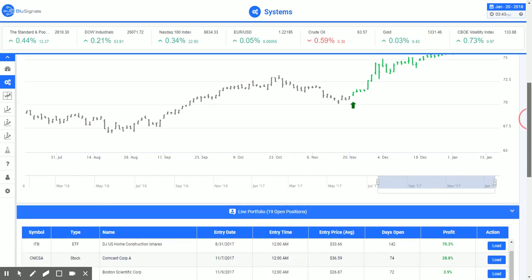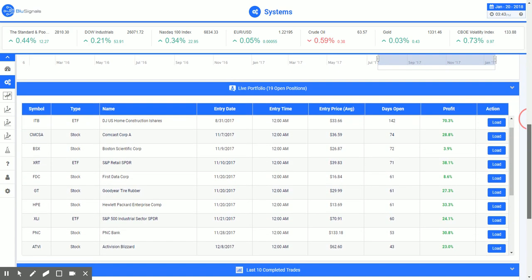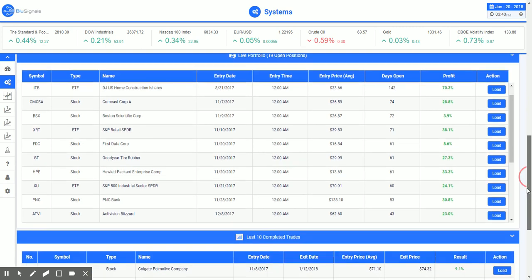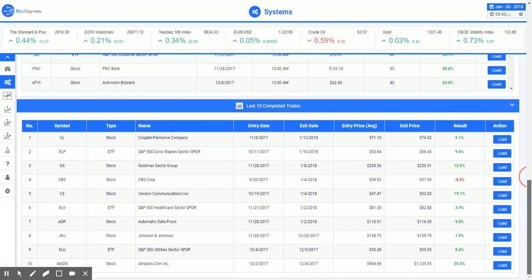So if we go down to the table here, here's where we are with XLI at a 24% return. As you can see, the other positions in the live portfolio are also doing quite well, as have the last completed trades, of which 9 of 10 had positive results.